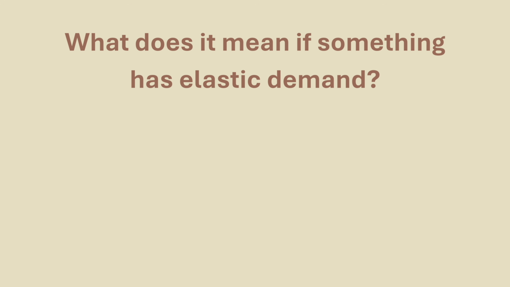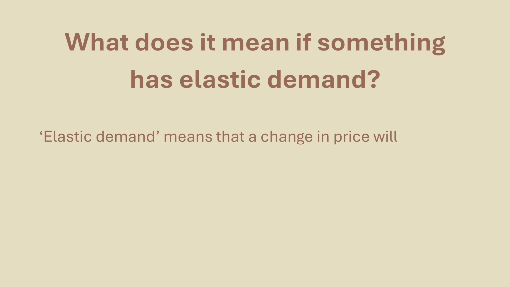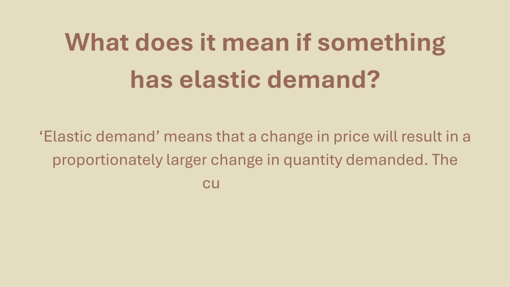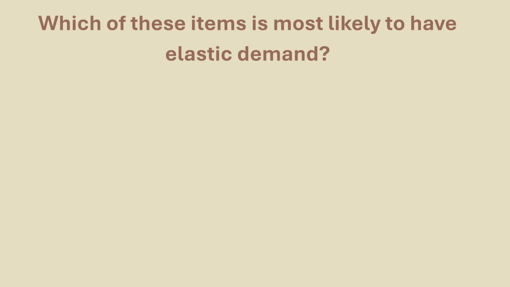What does it mean if something has elastic demand? Elastic demand means that a change in price will result in a proportionately larger change in quantity demanded, and the curve is flatter. Which of these items is most likely to have elastic demand? Cigarettes, gambling, or plane tickets? The answer is plane tickets. It is something that when the price increases, people will buy quite a bit less of.